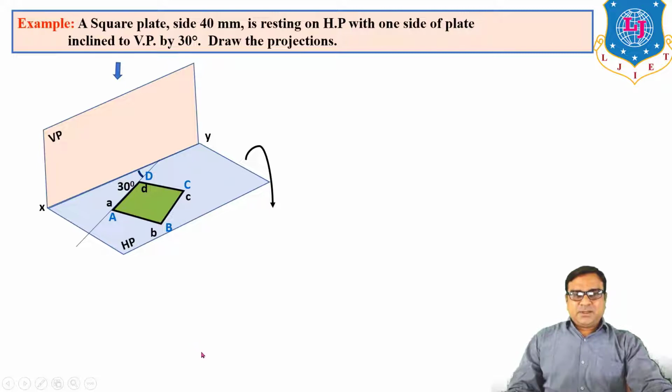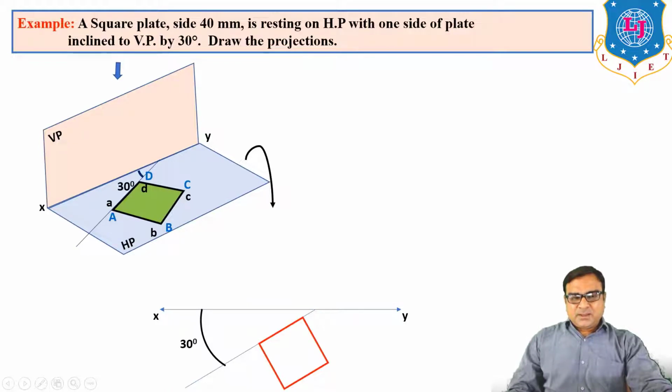So in 2D presentation, first of all draw the XY line, then draw one line 30 degree inclined, anti-clockwise or clockwise. So you have to draw one square of 40 mm sides in which the AD side is on that line, and that line is inclined 30 degree to vertical plane.